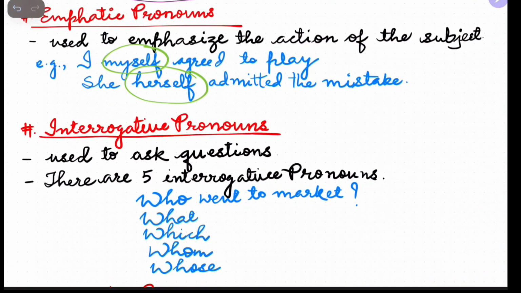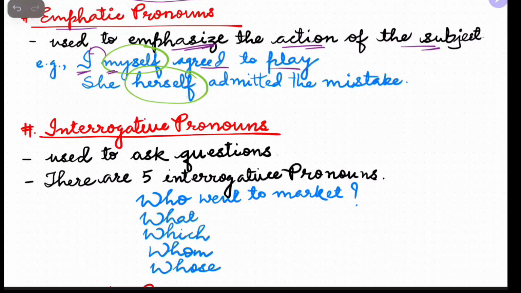The next type is emphatic pronoun. Emphatic means you are putting some emphasis, you are emphasizing the action of the subject. Here you will see, I myself agreed to play. You're emphasizing on I, right?